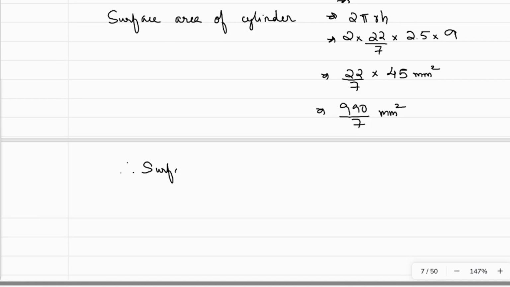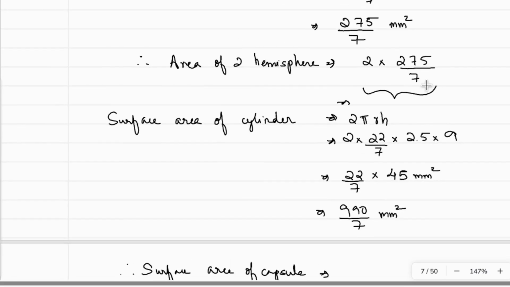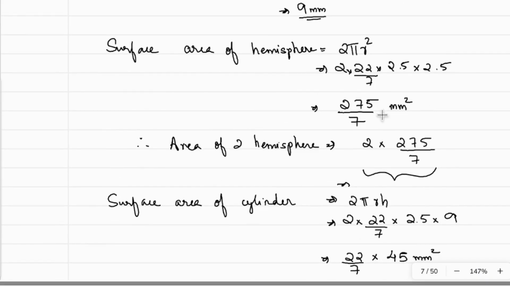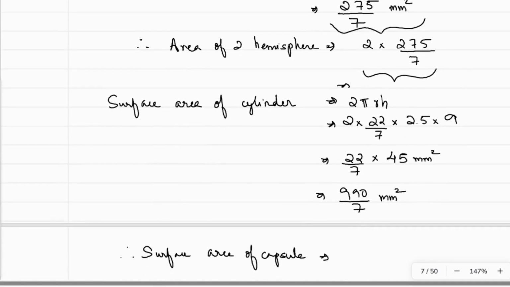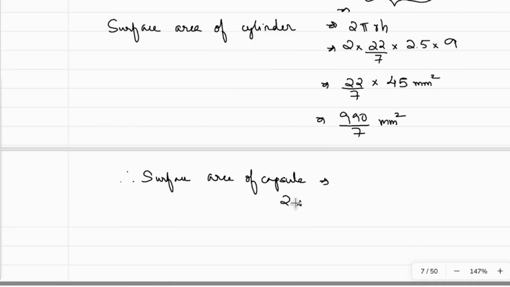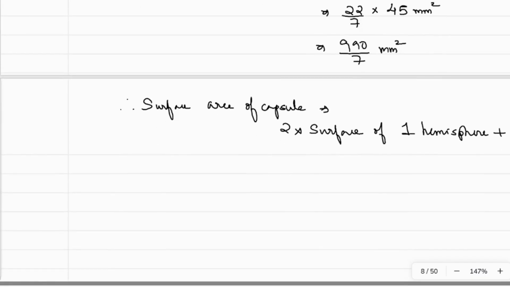Therefore, surface area of capsule equal to how much? We have to add the total area of hemispheres, meaning there are two hemispheres, therefore we need to add this value. Then we need to add the surface area of the hemisphere. This value we need to add all together. Then we will get the total value, which is equal to 2 into surface area of one hemisphere plus surface area of cylinder.